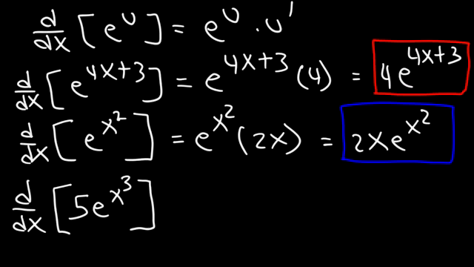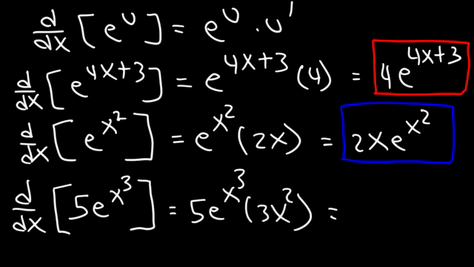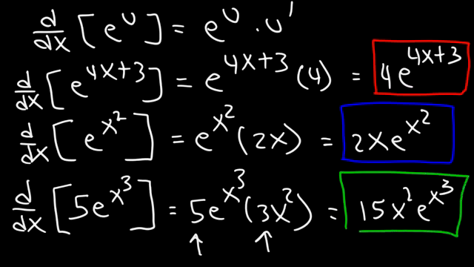And for the last one, it's going to be what we started with, times the derivative of x cubed, which is 3x squared. And so we could multiply 5 and 3, and that's going to give us 15x squared e to the x cubed. And so now you know how to find the derivative of exponential functions with the base e.